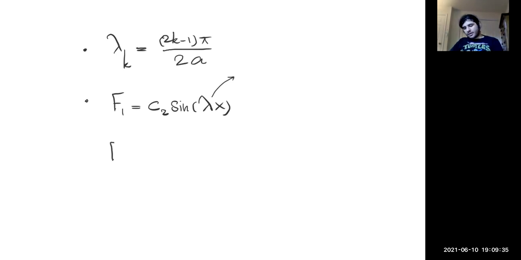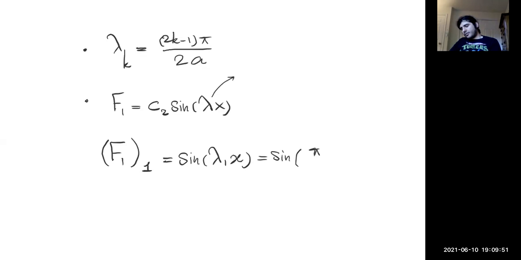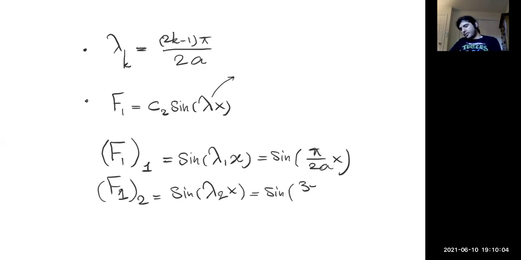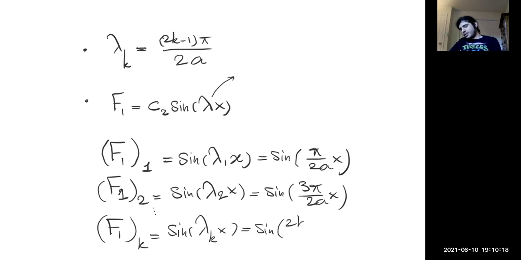So we would have f1. Let's show that with f1, 1. This is one solution, which is equal to a constant. I just don't write the constant. Sine of lambda 1 x, which is sine of pi over 2a x. There is another solution for f1. I would show that with f1, 2, which is sine of lambda 2 x, which is sine of 3 pi over 2a x, and etc. We have f1 of k for any natural number k, which is sine of lambda k x, which is sine of 2k minus 1 times pi over 2a x.